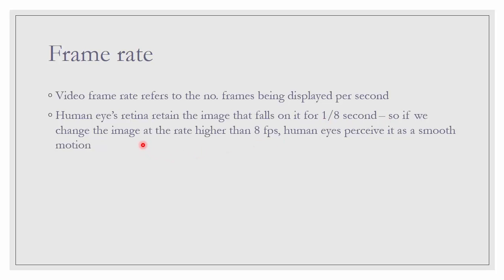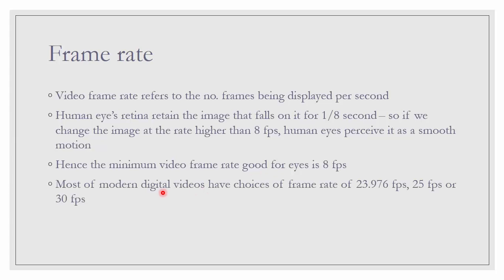So if we change the image at the rate higher than 8 frames per second, human eyes will perceive it as a smooth motion. We will not see the change between the frame, but we will perceive it as movement. Hence, the minimum video frame rate good for human eyes is 8 frames per second. For modern digital videos, the choice are either 23.976 frames per second, 25 or 30 frames per second.